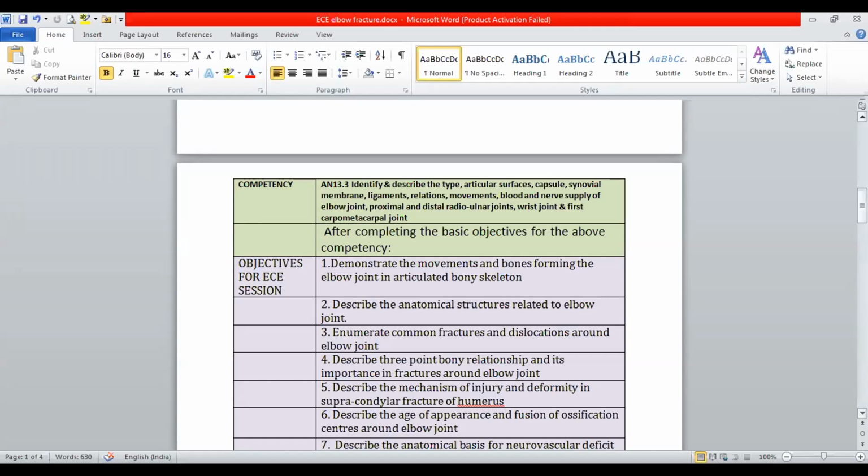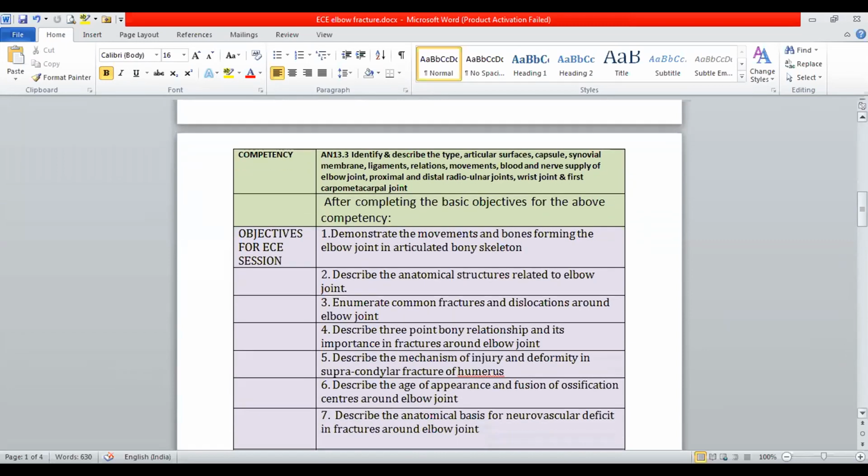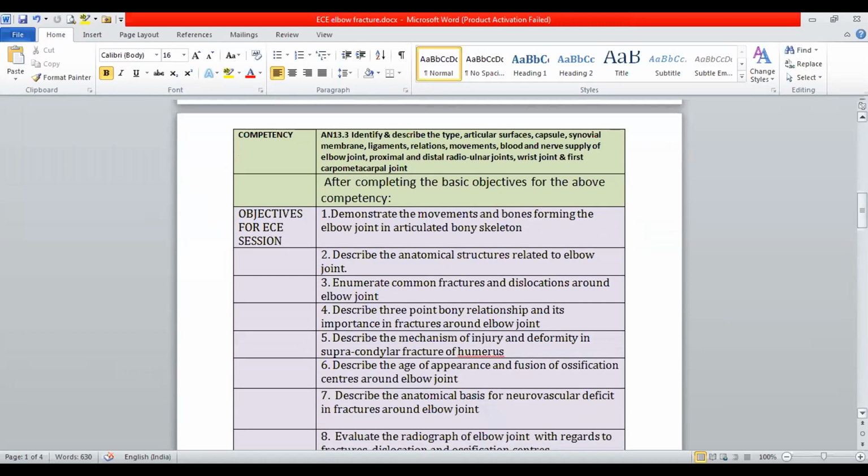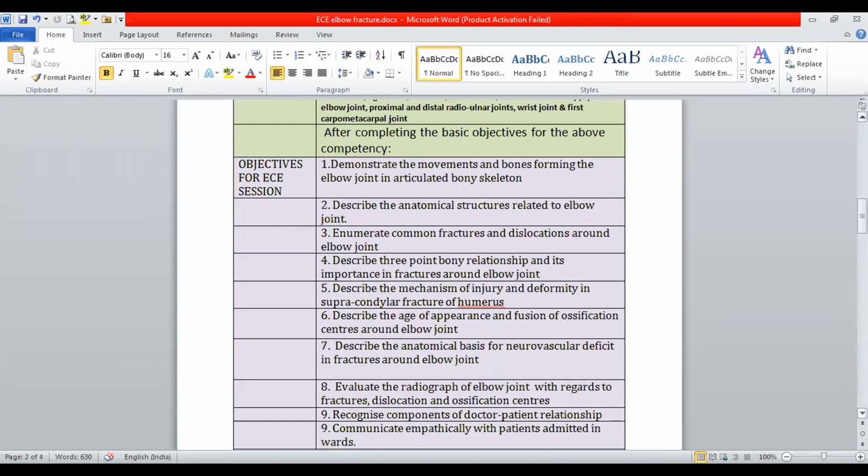describe the mechanism of injury and deformity in supracondylar fractures of humerus. That is one of the most common fractures, so we have taken this. Then describe the age of appearance and fusion of ossification centers around elbow joint. This will help the students for evaluating the X-rays. And then describe the anatomical basis for neurovascular deficit in fractures around elbow joint. Eighth SLO is to evaluate the radiograph of elbow joint with regards to fractures, dislocation, and ossification centers.